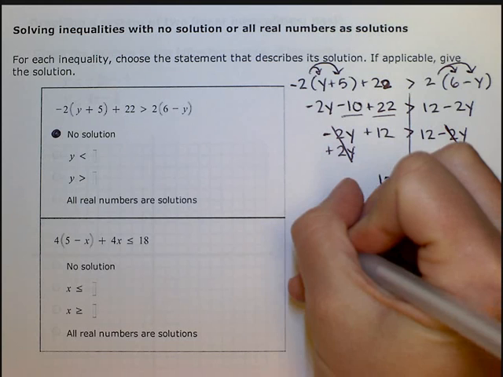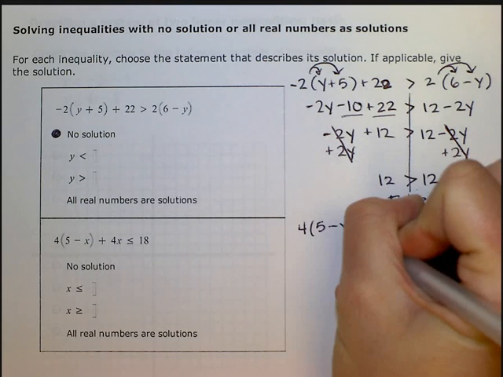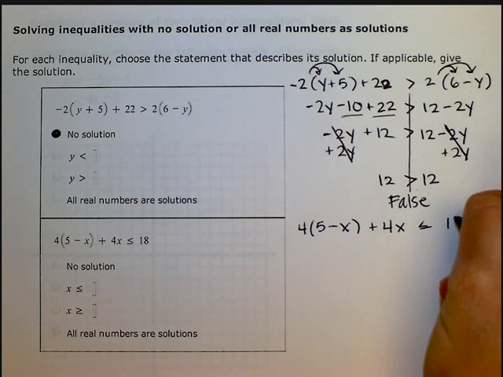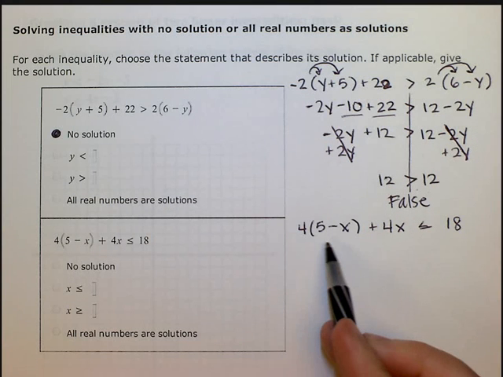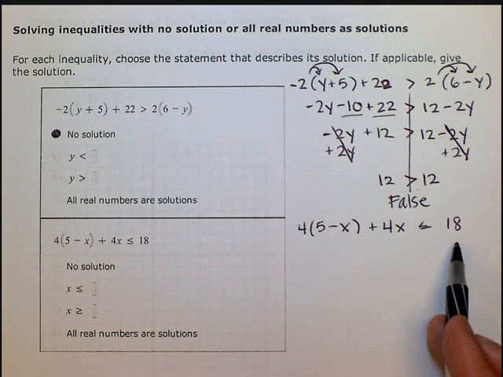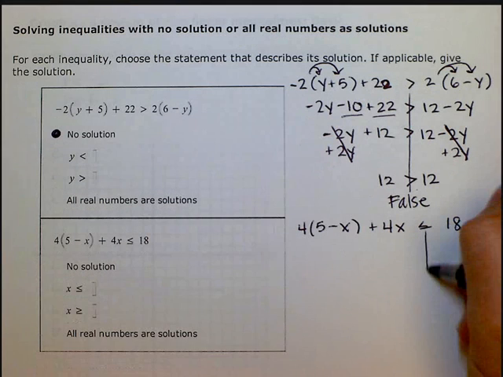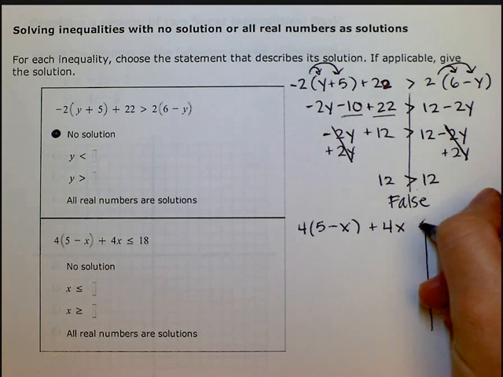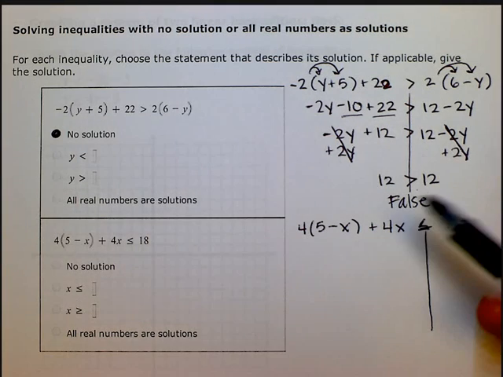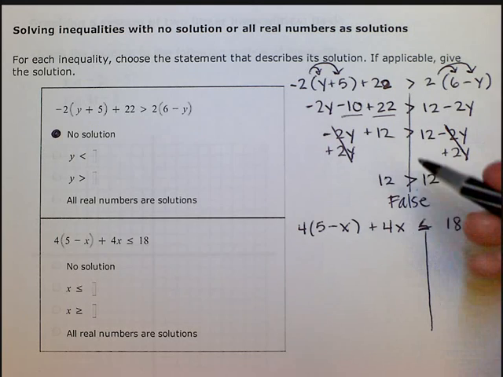Again, I'm going to rewrite my inequality over here on the side so I can work with it a little bit better. I have 4 times 5 minus x plus 4x is less than or equal to 18. So I'm going to draw my line down my sign. And I'm going to again get rid of my parentheses first by distributing.